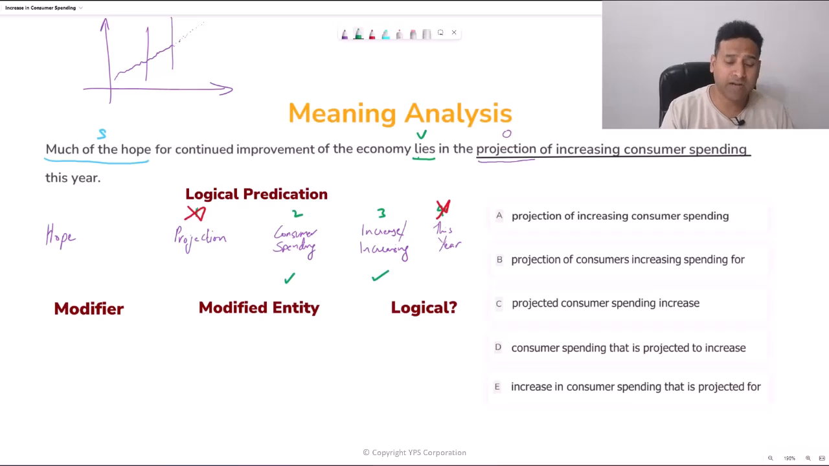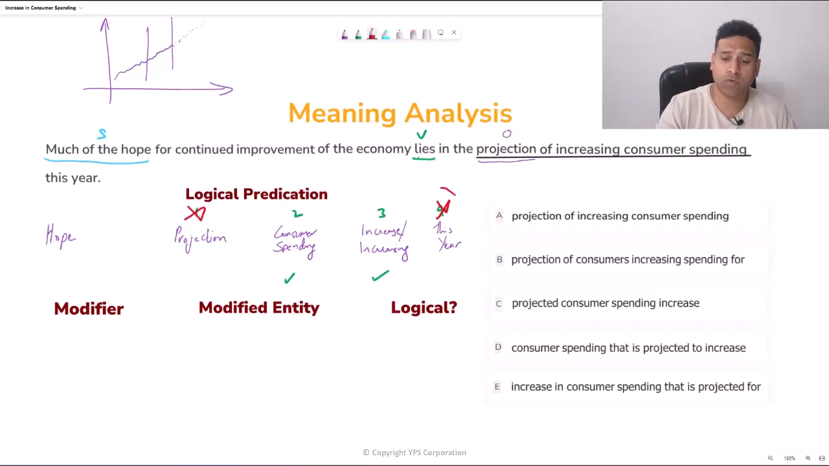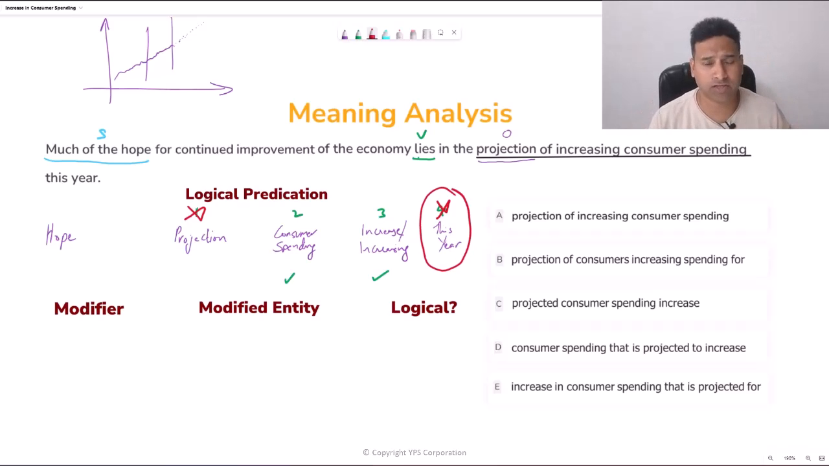But we can straight away eliminate projection or this year. And this is where going to the answer choices or glancing at the answer choices can help speed up the process, because we can disregard contenders that are not even present in the answer choices. For example, none of the answer choices starts with this year. So we have absolutely no reason to waste time with this. Okay, it was purely for the sake of a logical exercise.